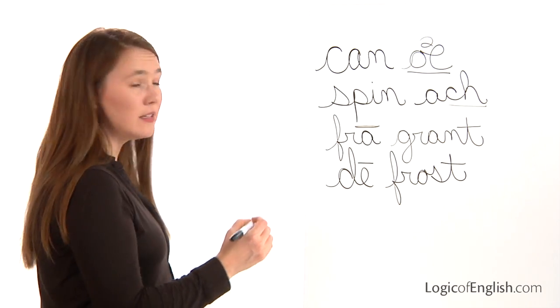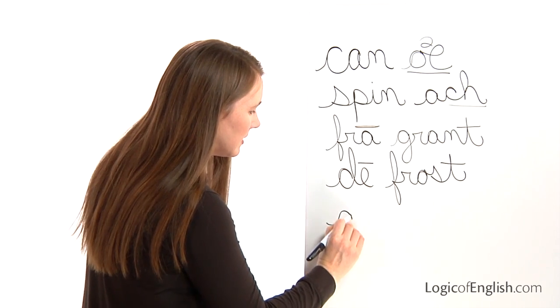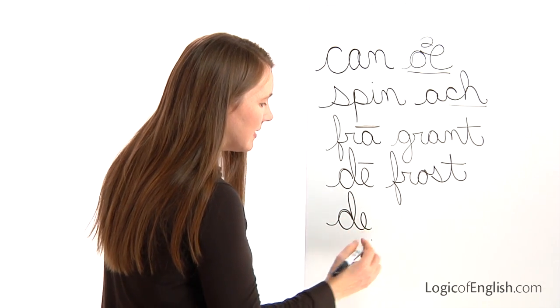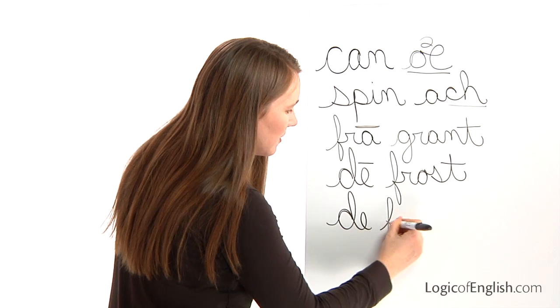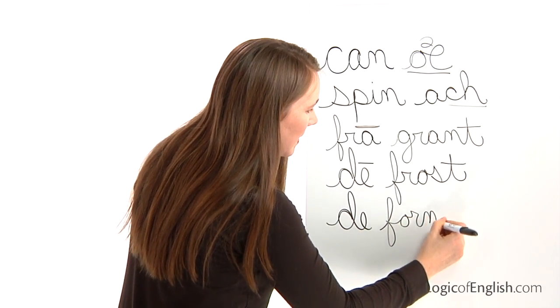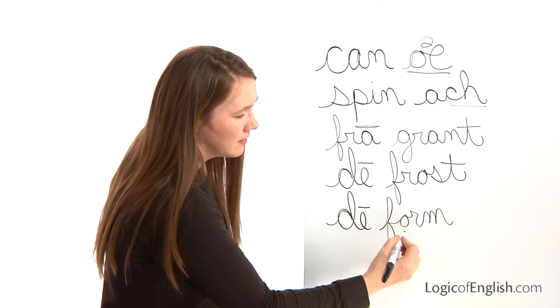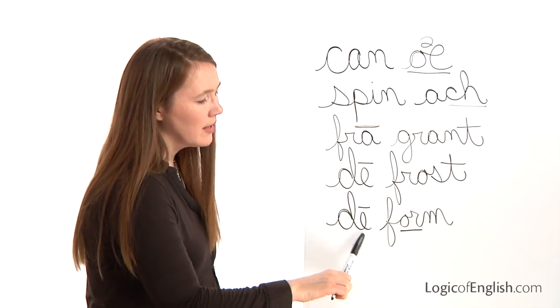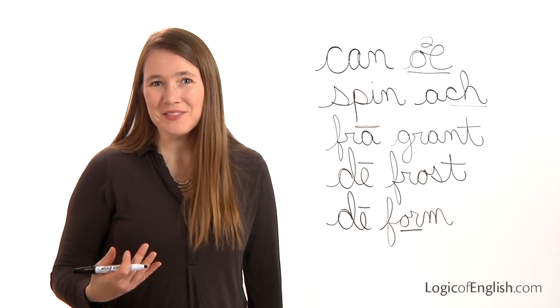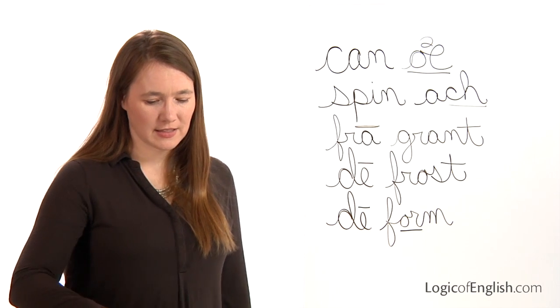And now help me to write it. The first syllable is D, E. The second syllable is form, f, o, r, m. And how will we mark it? We'll put a line over the E and we'll underline the or. And why did the E say its long sound? That's right, because it's at the end of the syllable.